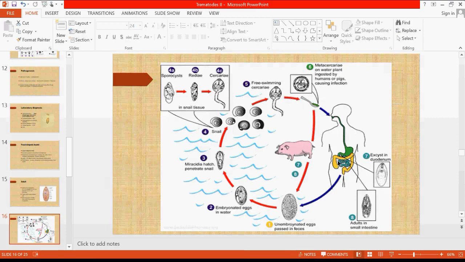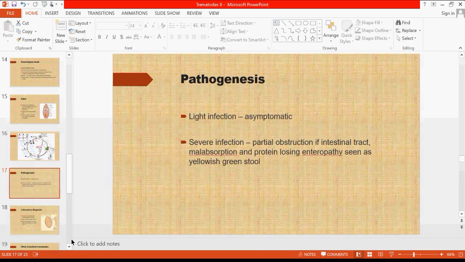But here they will not reach up to the liver, because their habitat is the intestinal tract. So they will reside in the intestinal tract. Now, its pathogenesis: in a light infection, that means when the load is less, there is no infection, no symptoms, like an asymptomatic one.